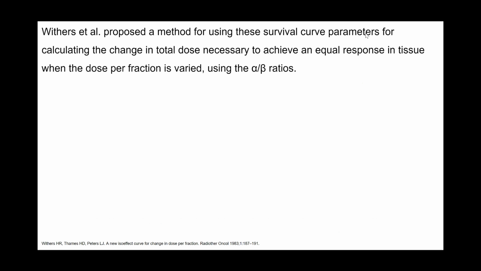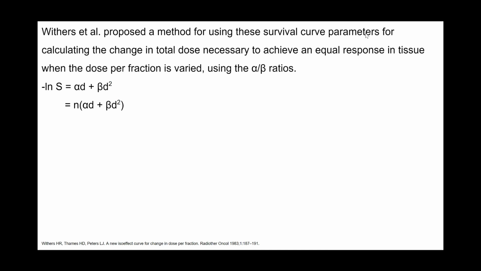What exactly that means is that if we are treating a patient at 2 gray per fraction, or at 4 gray per fraction, what would be the biologically equivalent dose, so that we can decide that the dose received by the patient is the same. So we know that the natural log of survival was alpha d plus beta d square.